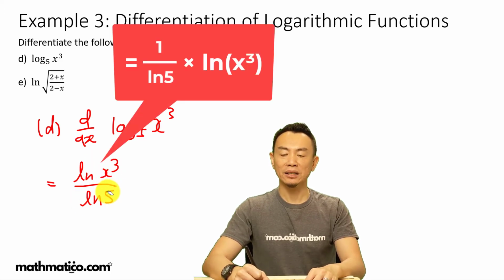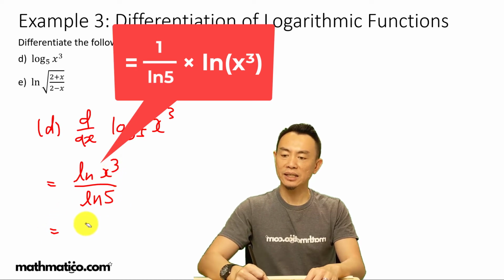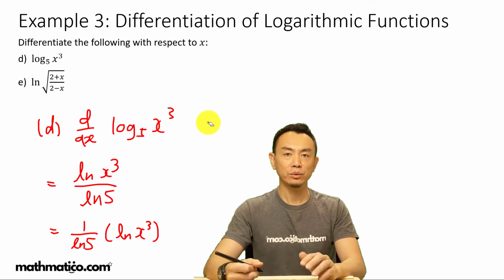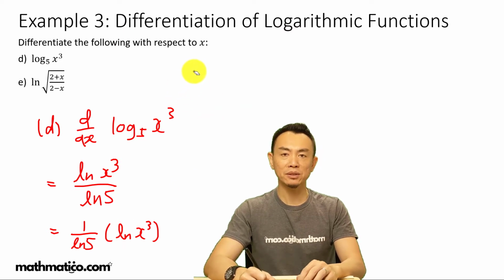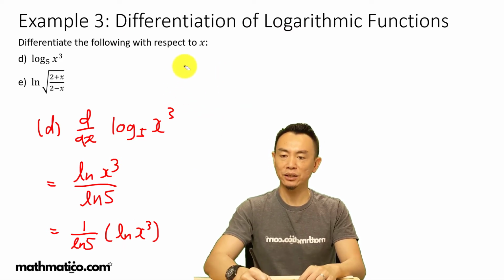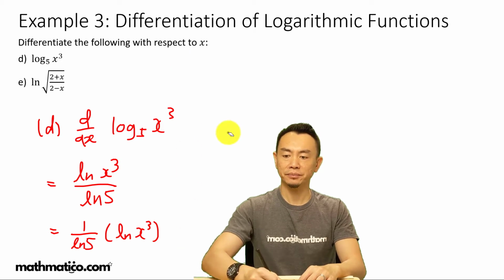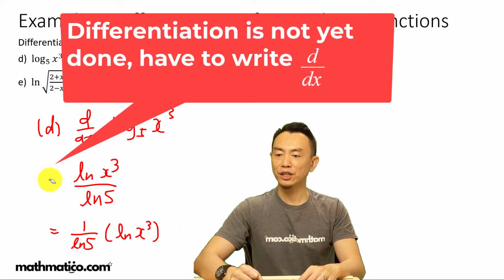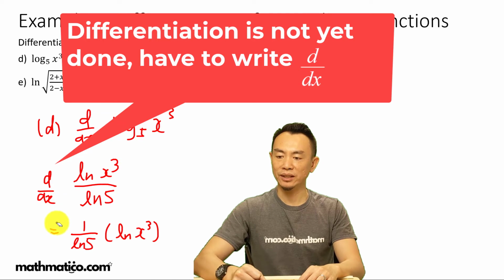Now, if you think about it, this ln 5 here is actually a multiple. So we can say that this is 1 over ln 5 times ln of x cubed. And we know that when you have multiples, they don't get affected by the differentiation. So we're just going to leave it. Okay, I haven't done the differentiation yet, so I'm just going to write the d/dx still.